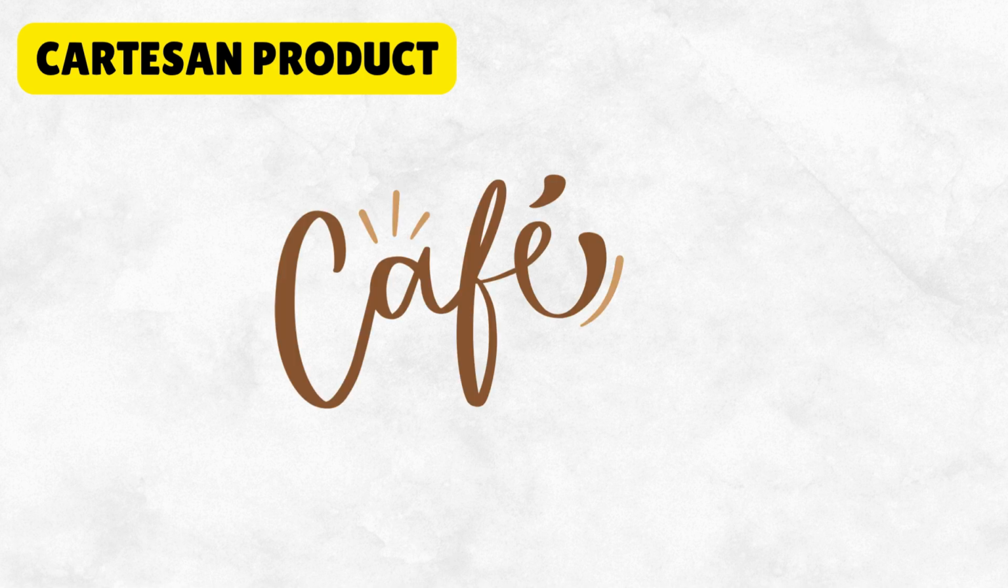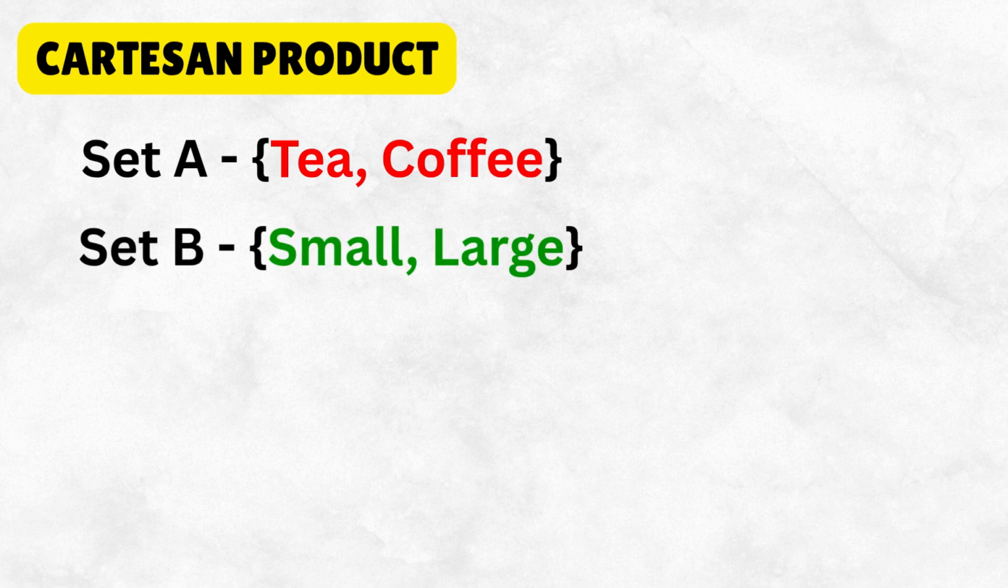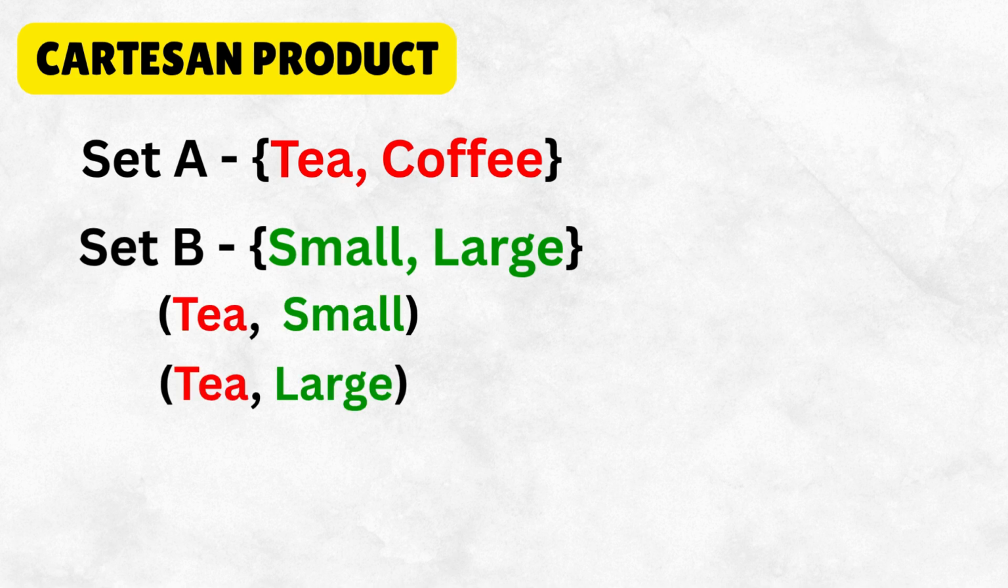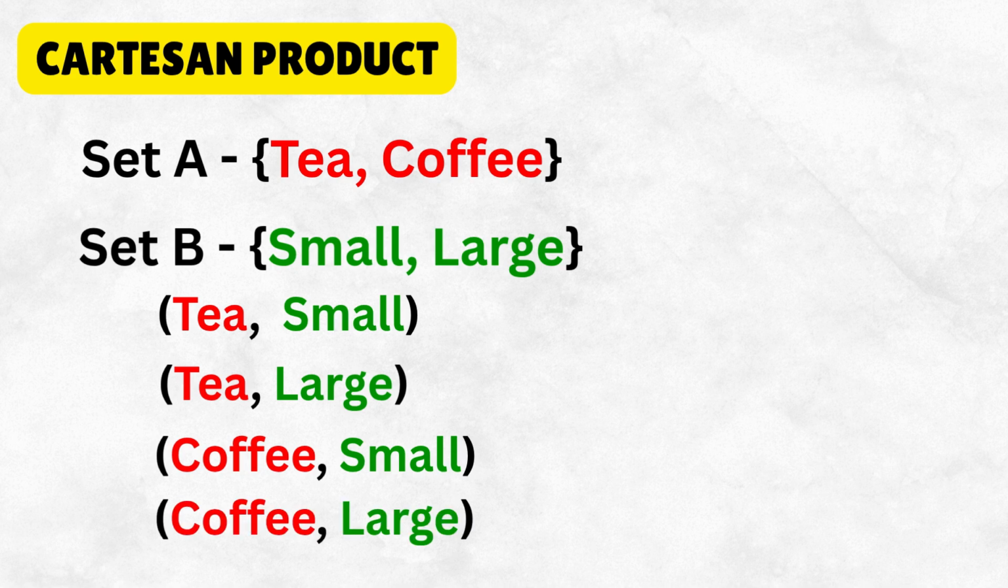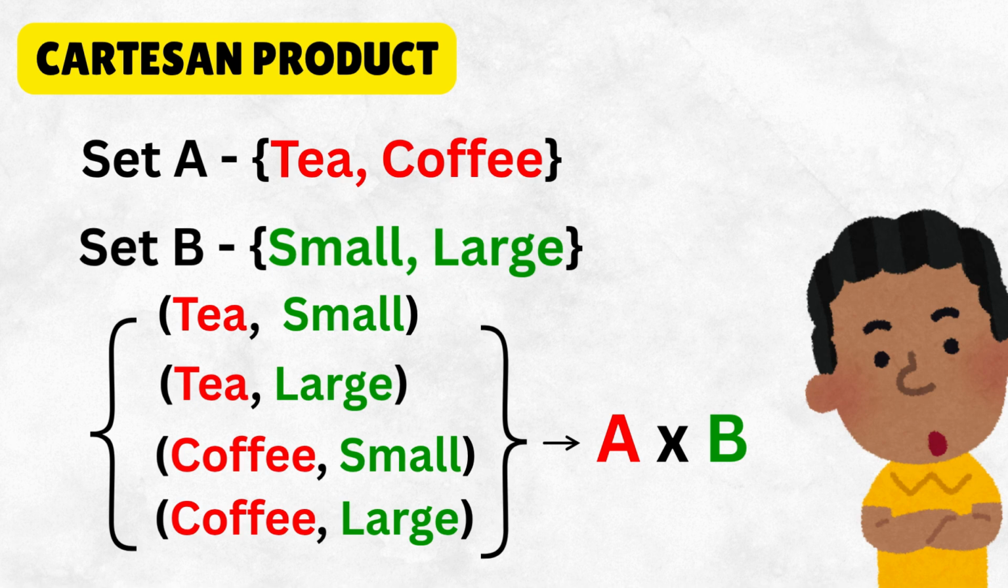Now that ordered pairs are clear, let's move to the next important idea: the Cartesian product. Imagine a cafe. Suppose set A contains two drinks, tea and coffee. Set B contains two cup sizes, small and large. Now imagine every drink is available in every cup size. So we get tea in a small cup, tea in a large cup, coffee in a small cup, and coffee in a large cup. Every drink is paired with every size. Nothing is skipped. This complete collection of all possible ordered pairs is called the Cartesian product.